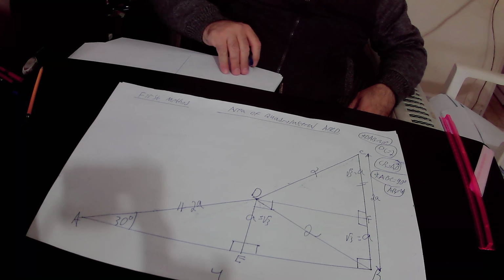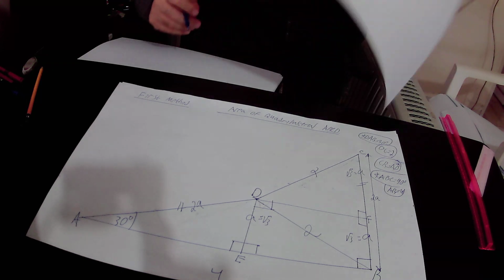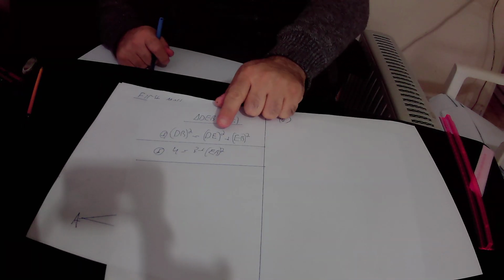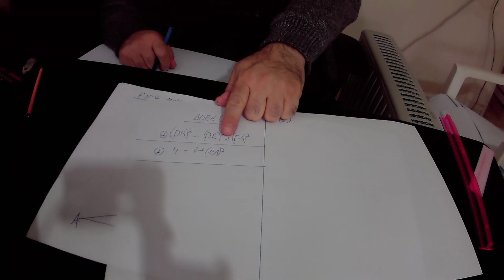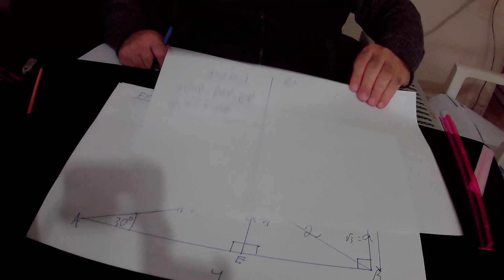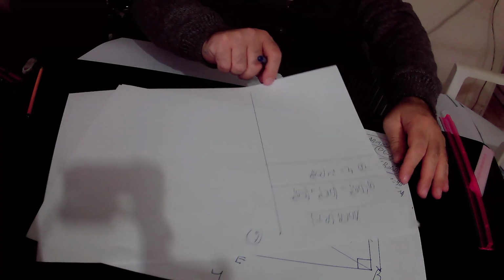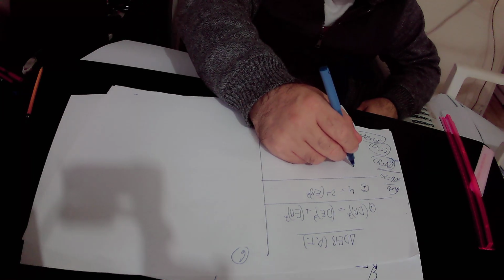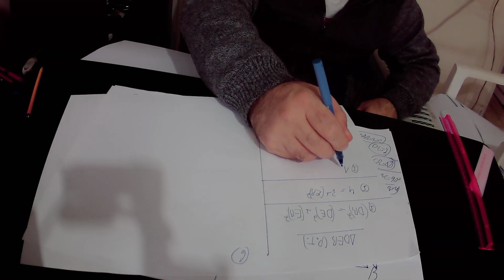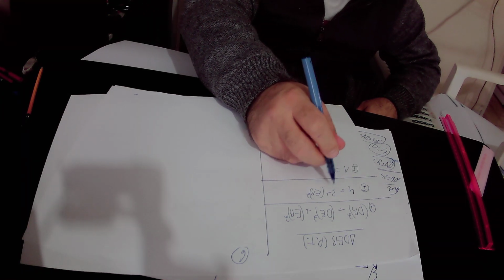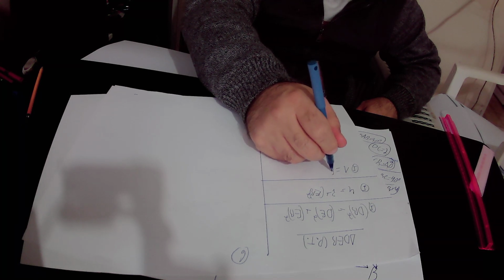So we found out that according to equation number 1, 4 equals 3 plus EB squared. We will subtract 3 from this equation, equation number 1, and we will get that 4 minus 3 is 1. 1 equals 3 minus 3 is 0, so 1 equals EB squared.